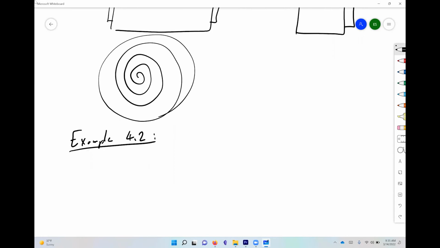And this is an application of a spherical charge distribution. So let's state the problem. Two very thin spherical conducting shells are charged as in figure 4.4a.